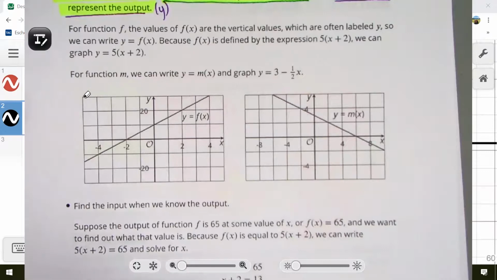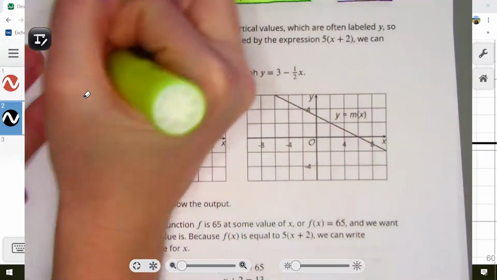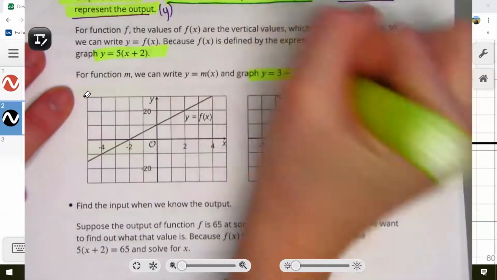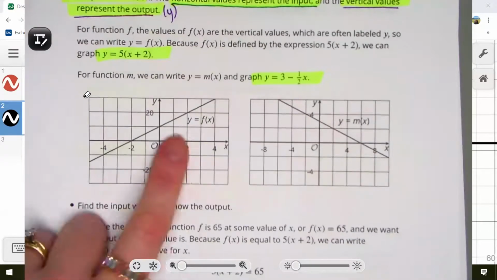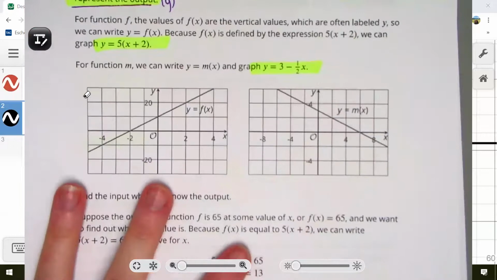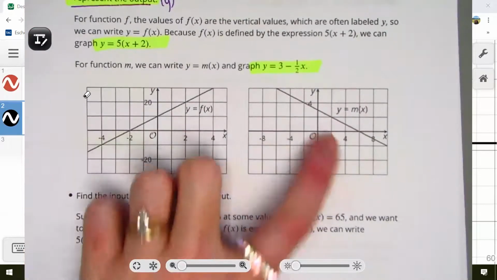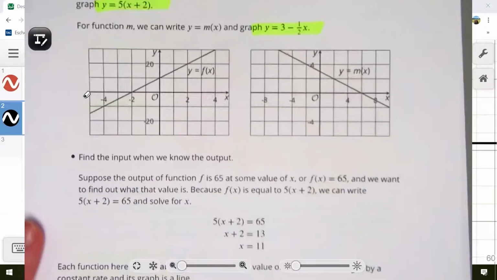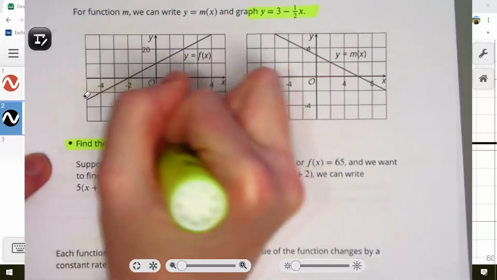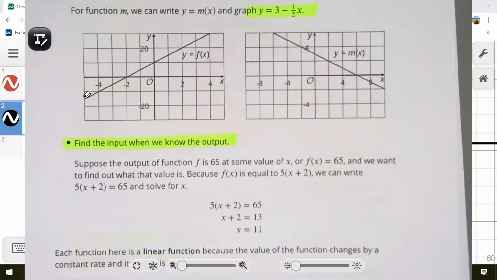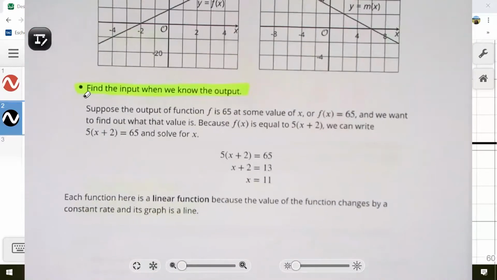All right, so for function m, we can just do it like that. So here's function f, here's function m. And then they went ahead and graphed those for us. f of x, m of x. Also knowing the rules of function, we can find the input when we know the output. All kinds of things we can do.